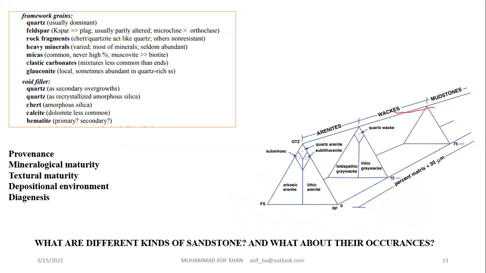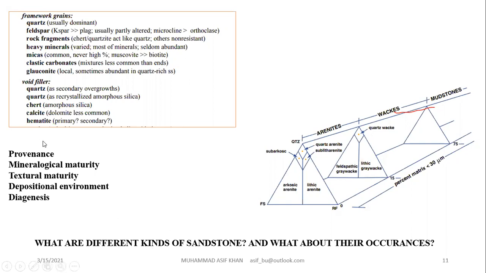Then in siliciclastic sandstone, the framework grains would be quartz mostly. It is dominated by quartz, then followed by feldspar. Then there are some rock fragments, heavy minerals, micas, clastic carbonates, glauconite. If you go to the field and you find phyllosilicates, green color sandstone, obviously that is the indication of glauconite. That shows sometimes a reducing environment as well. Some of the white spaces in the sandstone, and there are some fillers or cements like quartz, quartz veins, chert, silica, hematite, etc. They are the fillers of those fractures as well.